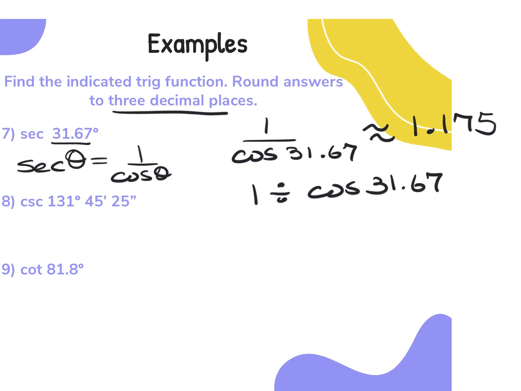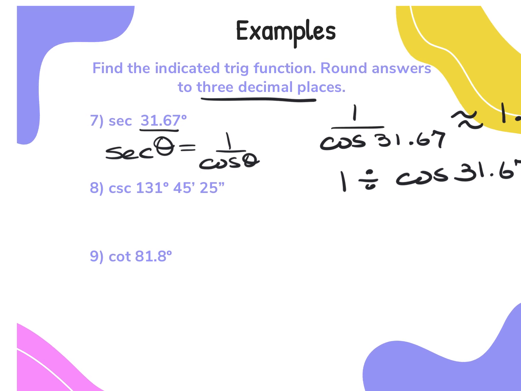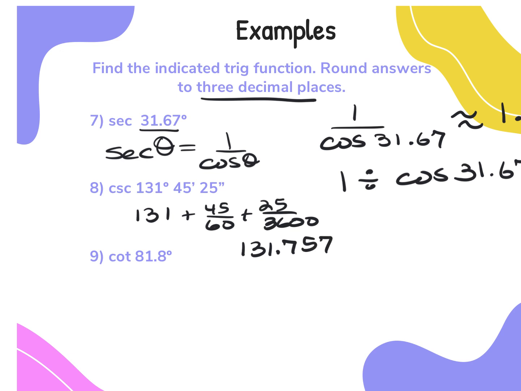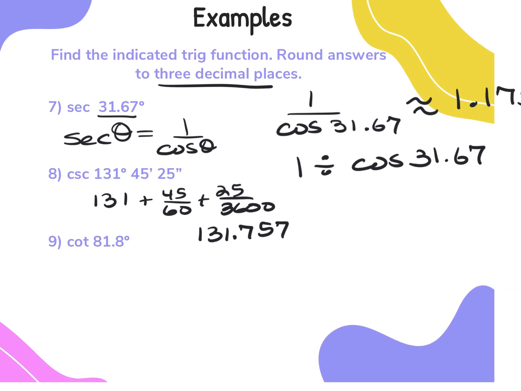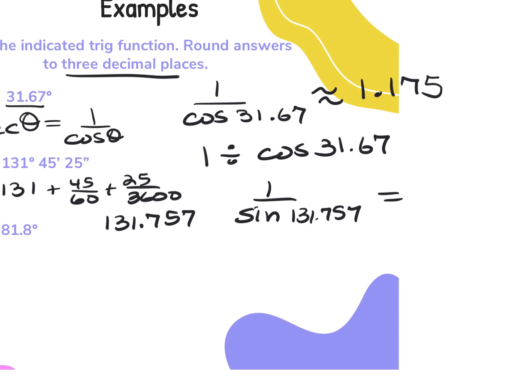So again, we're going to convert this decimal that's in degrees, minutes, seconds. We need to do 131 plus 45 over 60 plus 25 over 3,600. We're going to round to 3 decimal places. So this is going to give me 131.757. The reciprocal of cosecant is sine. So we're going to do 1 over sine of 131.757. Then hit enter, and you should be getting 1.341.